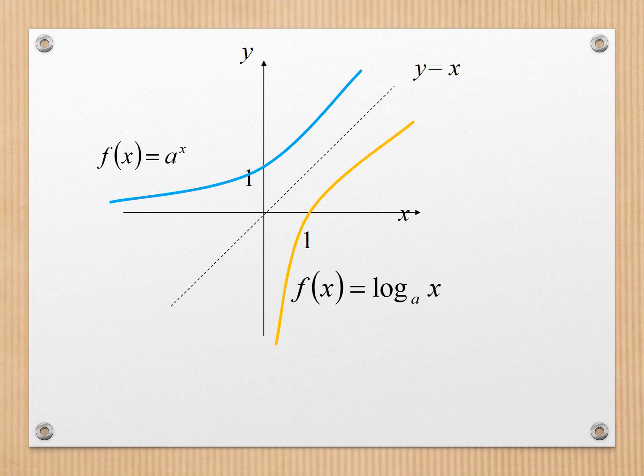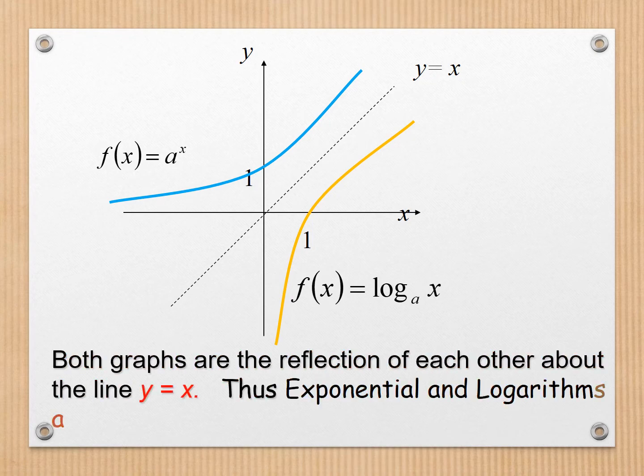This is the graph of exponential and logarithm function on the same axis. The blue curve is f(x) equals a power x, while the yellow one is f(x) equals log base a of x. Both graphs are the reflection of each other about the line y equals x. Thus, exponential and logarithm are inverse of each other. You can observe from this graph.